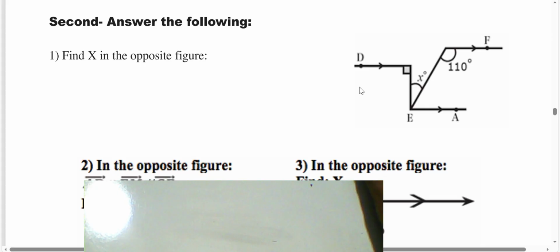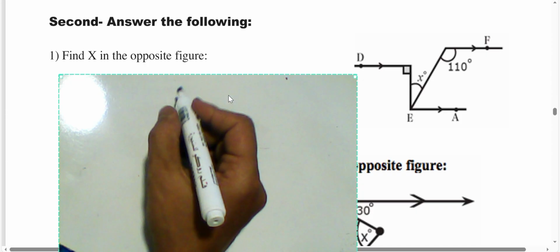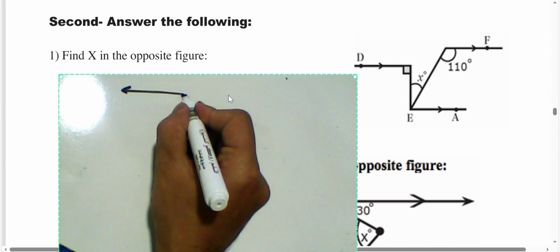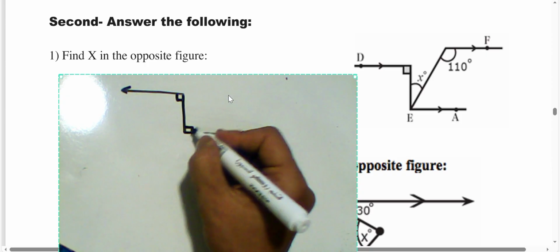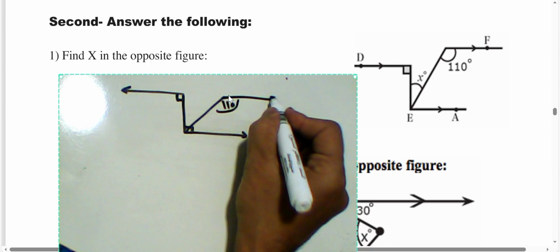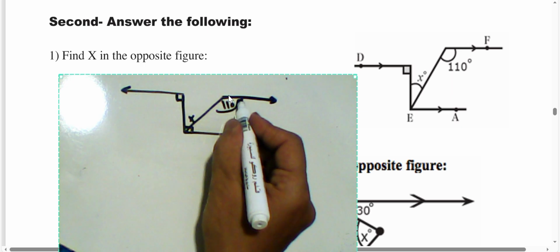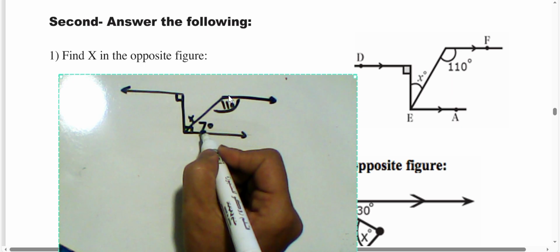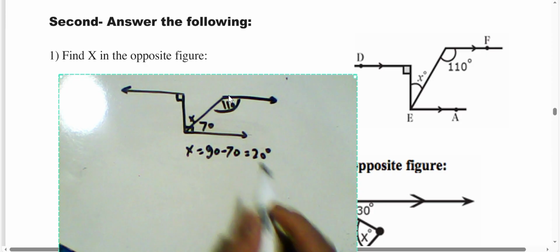Next question. Find the value of x. Look at here. We have the measure of angle E equal 90 degrees. This 90 degrees and this 90 degrees, and we have 110. This x: 110 subtract from 180 equals 70. And the value of x equals 90 subtract 70 equals 20 degrees.